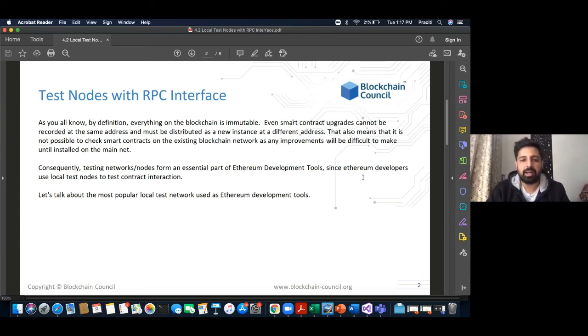As you all know that by definition, everything on the blockchain is immutable. Nothing can be changed once stored. Even smart contract upgrades cannot be recorded at the same address and must be distributed as a new instance at a different address. That also means that it is not possible to check smart contracts on the existing blockchain network, as any improvements will be difficult to make until installed on the mainnet. Consequently, testing networks on nodes form an essential part of the Ethereum development tools, since Ethereum developers use local test nodes to test contract integrations.